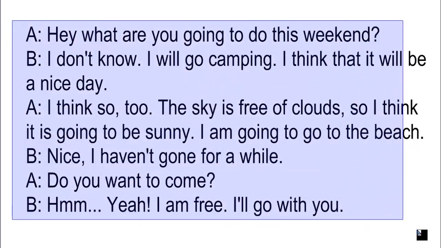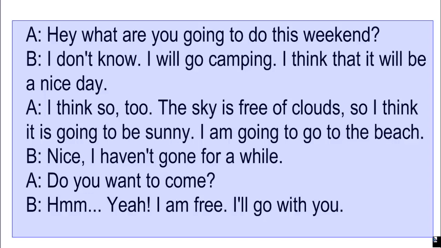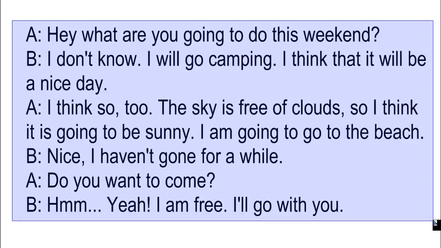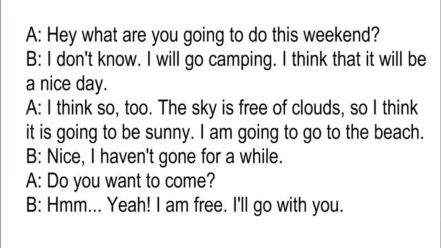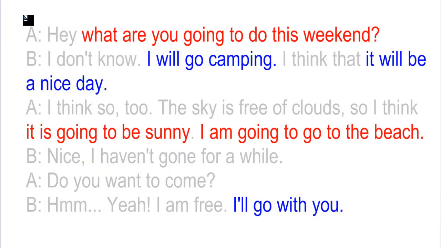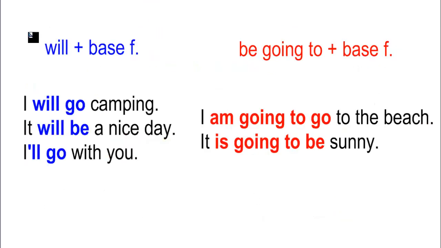So you see in this conversation, what are they talking about? Are they talking about their present activities? No, not really, right? They are talking about the future, but in different ways. Now let's check a little bit with these colors. Some sentences here are in color red and some sentences here are in color blue. What do they have in common? Exactly. The sentences in color red are using be going to, and the sentences in color blue are using will. That's essentially the difference, okay?